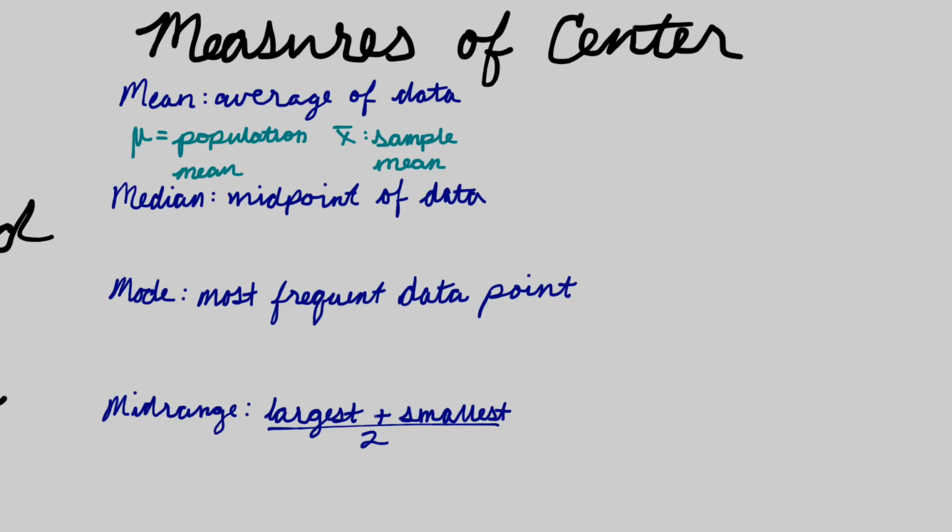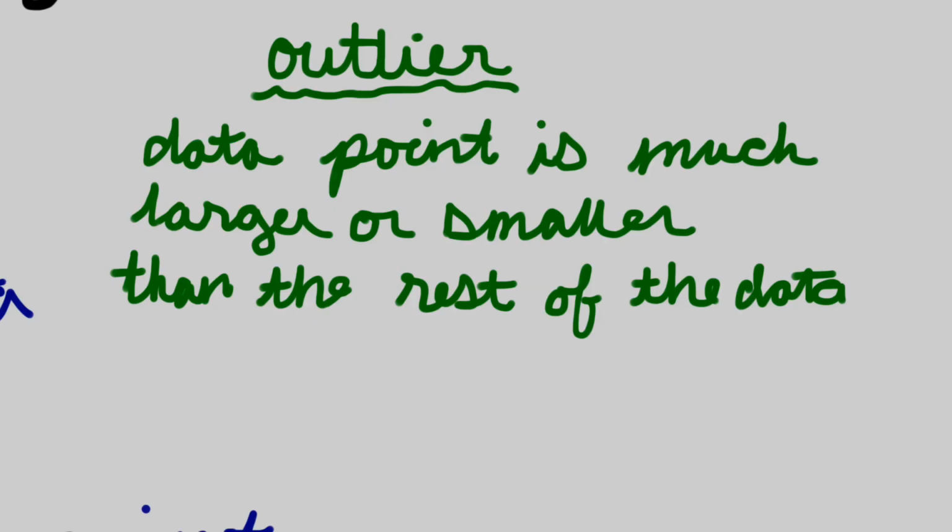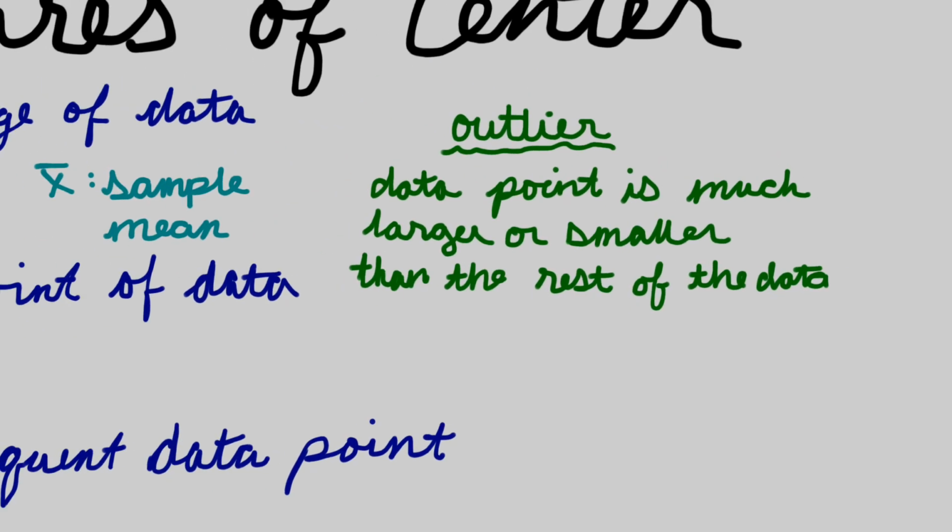We have these different types of measures because sometimes one measure of center is not as accurate as you would like it to be. For example, if there is an outlier in our data set, where an outlier is a data point that is much larger or smaller than the rest of the data, this outlier can greatly affect the mean.